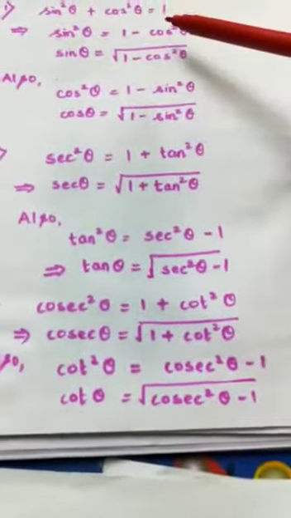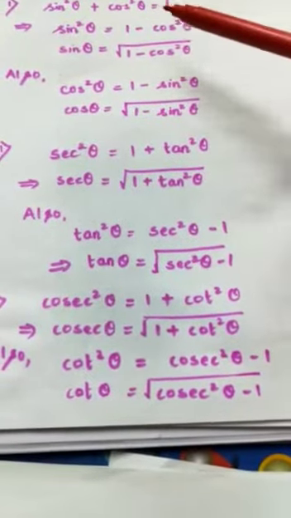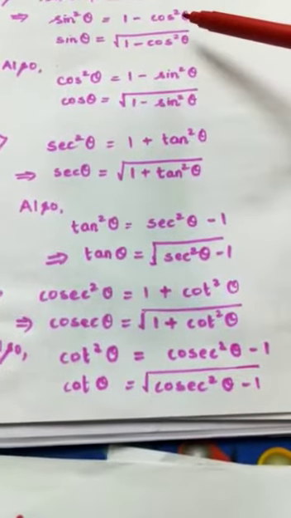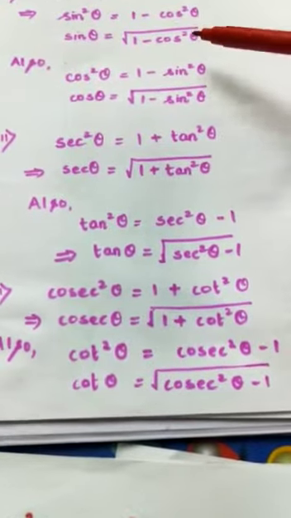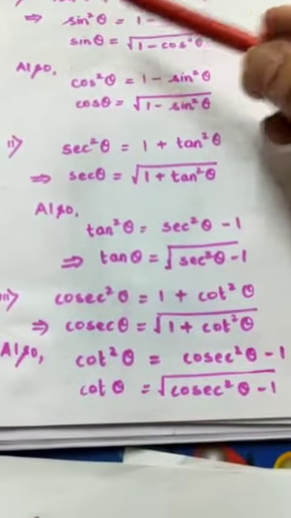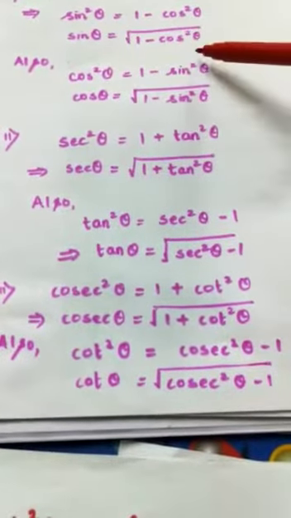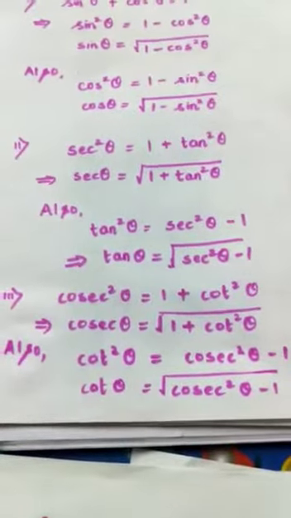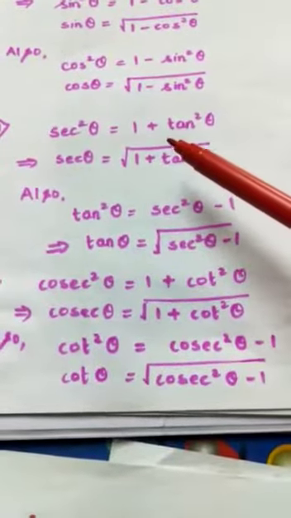This is the first identity. When we shift this cos to that side, it is important to write down the square. It is important to write down square, root, write down everything very nicely and learn it. When you shift this square to that side, it will become root over. So you got sine in terms of cos. In the same way, when you shift the sine square to that side, you will get the cos theta value. The second identity is also explained.